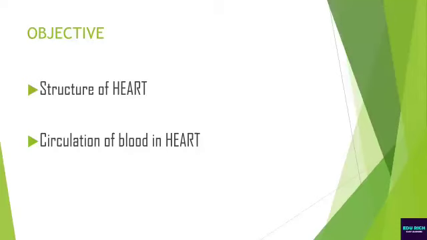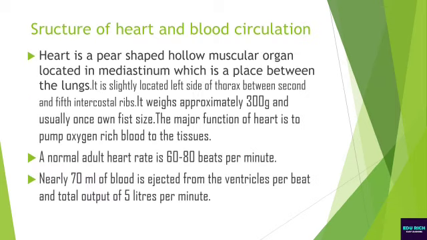Hello, good morning everybody. The objective of this video is to explain the structure of the heart and blood circulation in human beings. First, let us know where the heart is located. The heart is situated in the mediastinum. What is the mediastinum? It is a space between the two lungs in the thorax. And the location of the heart according to the ribs is from the second rib to the fifth rib.